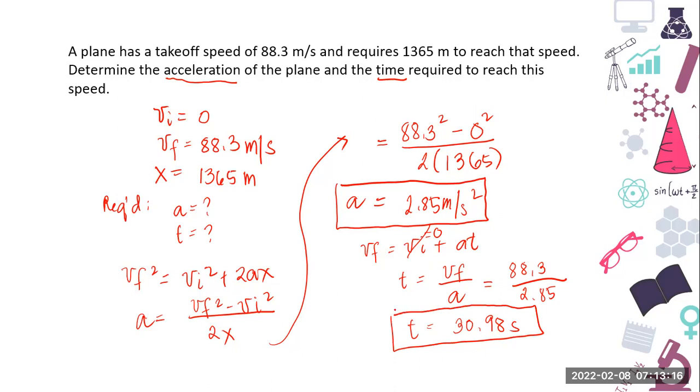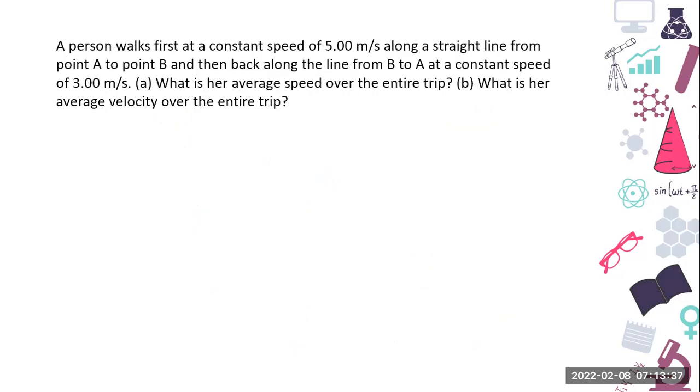Again, straightforward solution, following the given formulas, looking for the equation that has the least number of unknowns. These are your answers. Acceleration is 2.85 meters per second squared, and time is 30.98 seconds. Okay, let's go straight to the second problem.